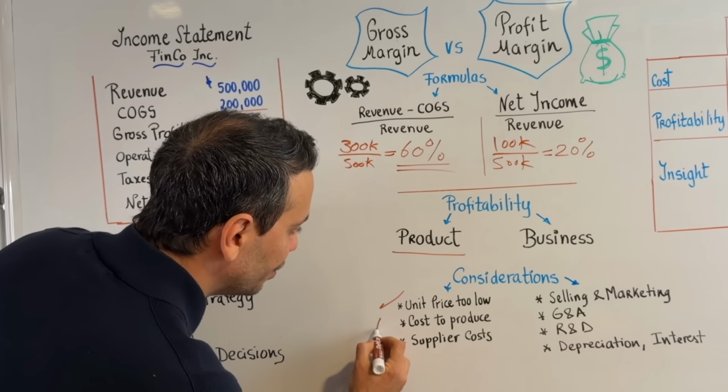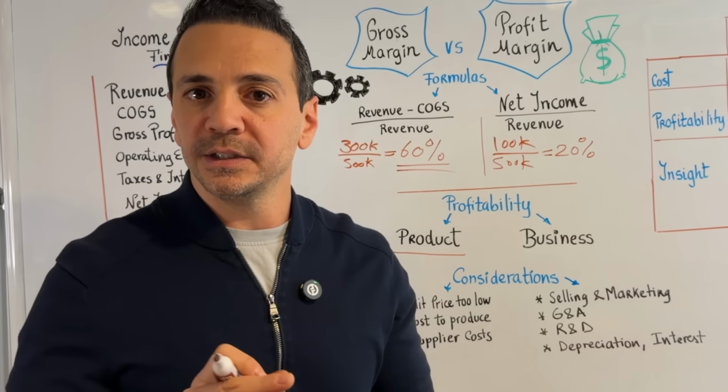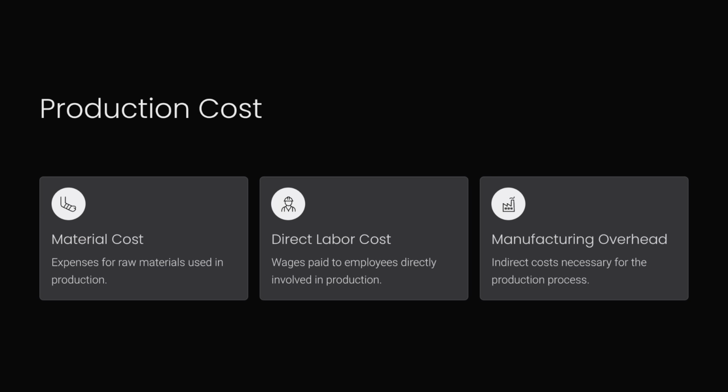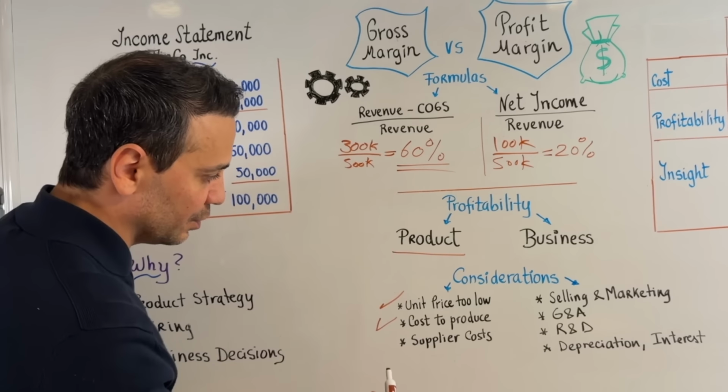Is your cost to produce too high, right? So all the things that go into producing a unit, the ingredients or material, direct labor, and your overhead, all of these things that go into producing the product. Is this too high? And that's why your margin isn't doing so great.